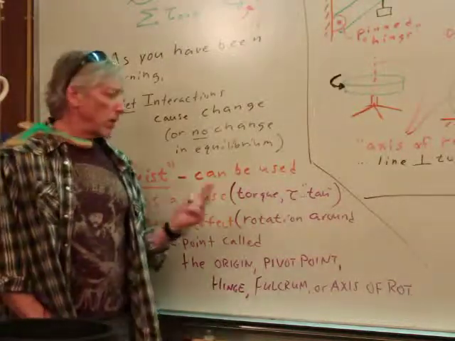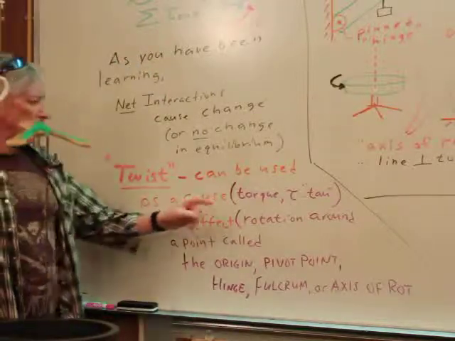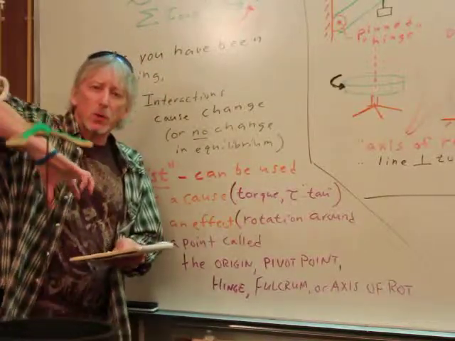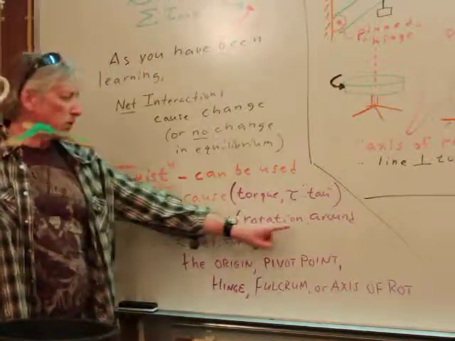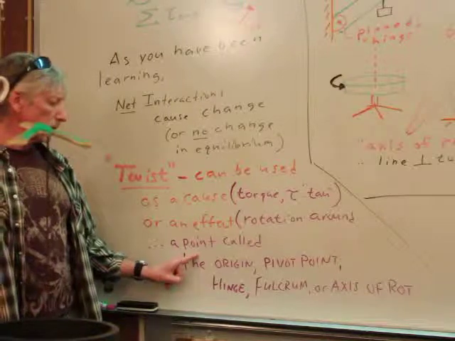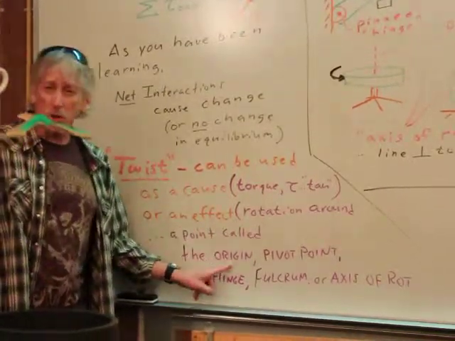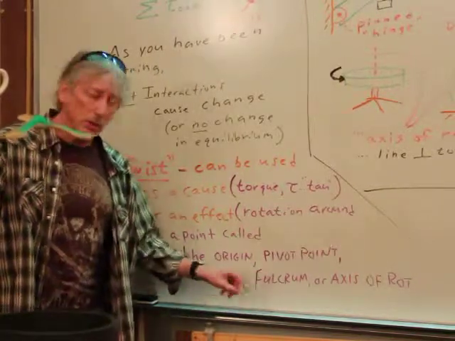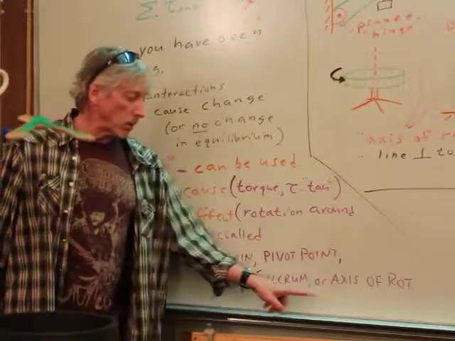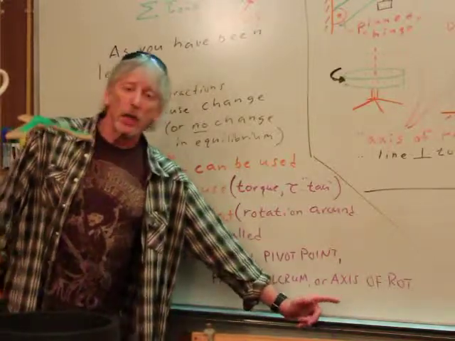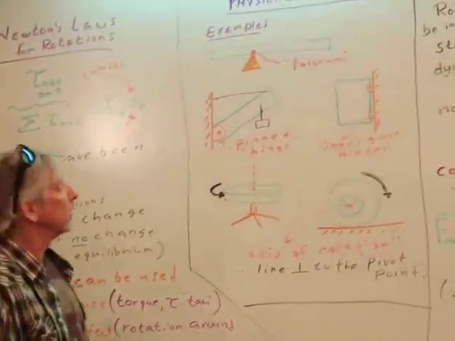If you want, you can think of torque as the cause. So it requires a force, but it requires a force directed around, not through a point. So the effect would be rotation around a point. And that point, you hear a lot of terminology, let's get that straight. It could be called the origin, the pivot point, a hinge, a fulcrum, or an axis of rotation. And with examples, you get used to that. So let's take a look at some examples of that.